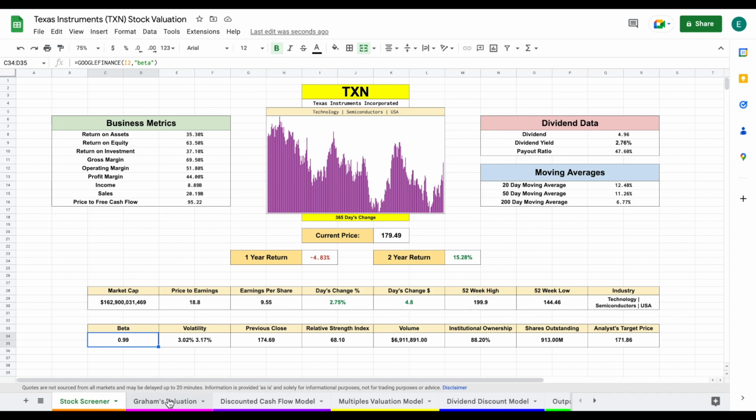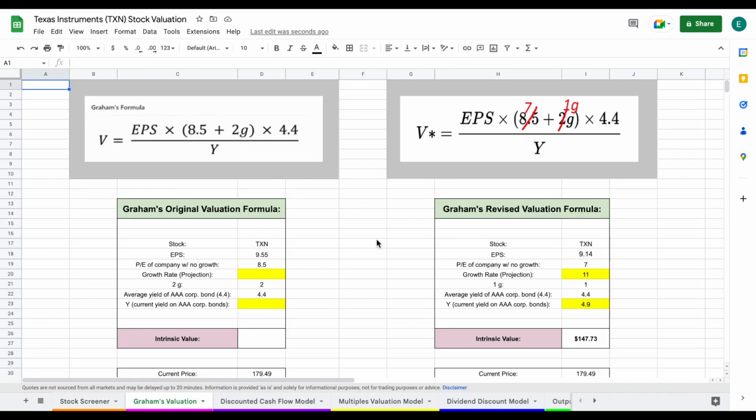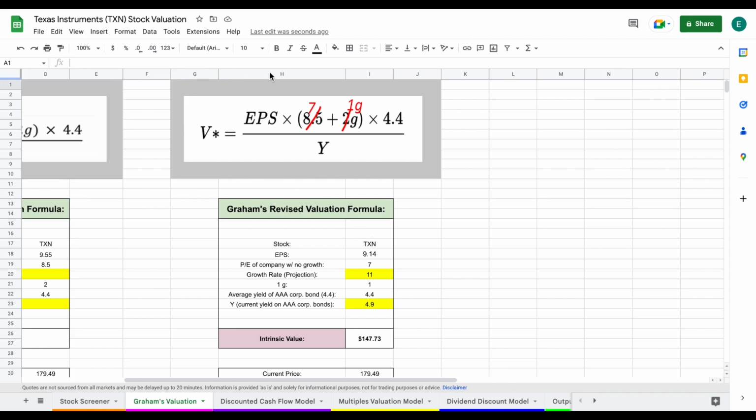Let's go ahead and move into our first valuation, which will be Graham's valuation. I'm going to come up here and zoom in, and we can see the formula right here that Benjamin Graham laid out for us to calculate intrinsic value. So the first thing we need is the earnings per share, which we have listed right here. We also need our growth rate projection, and I'm using a combination of analyst expectations, my personal expectations, and just kind of economic expectations as well to come to this growth rate.